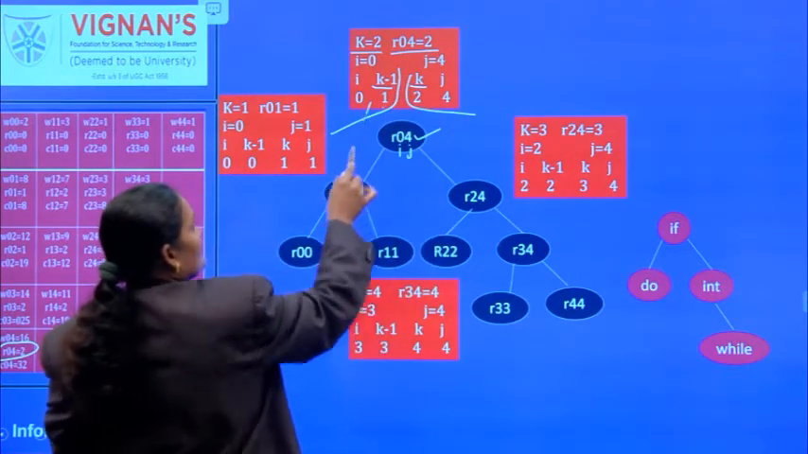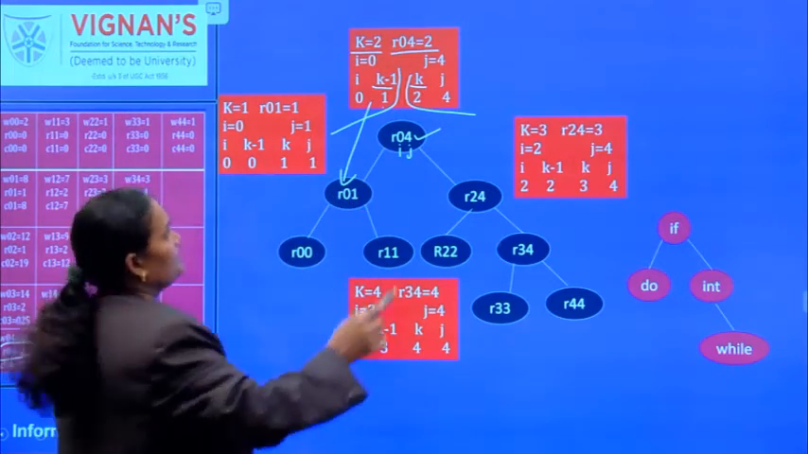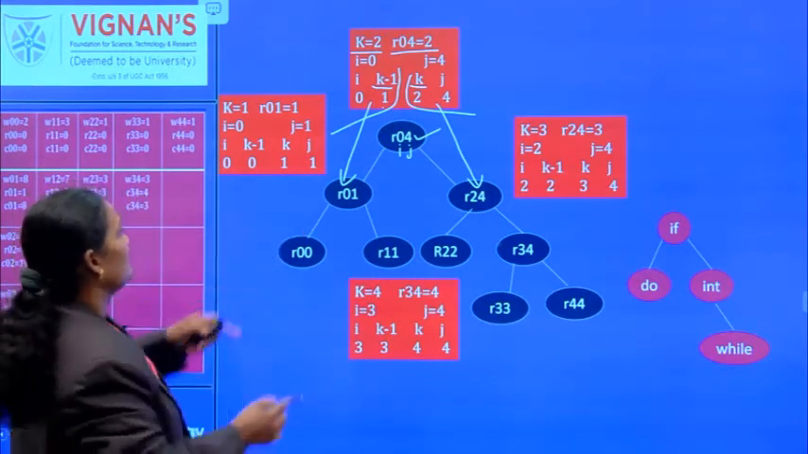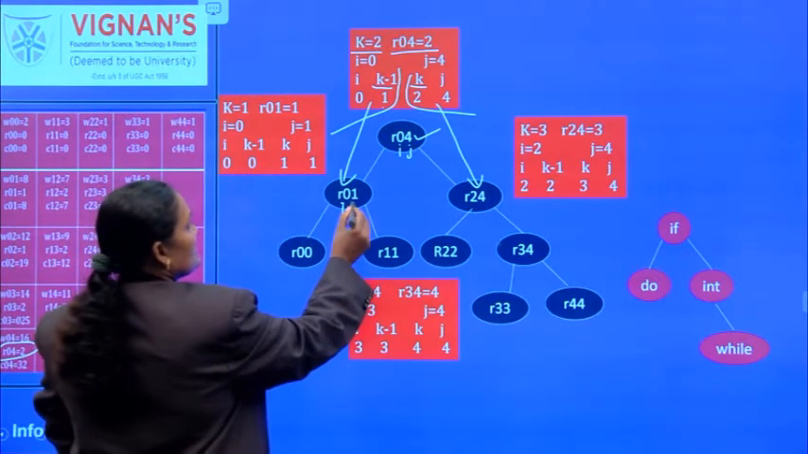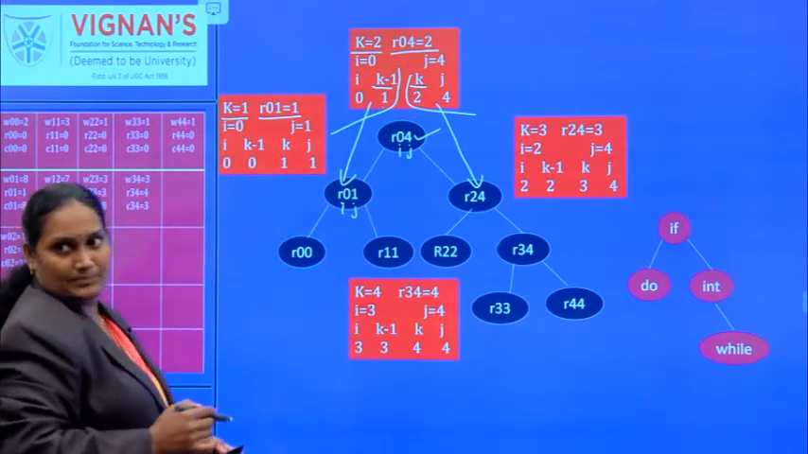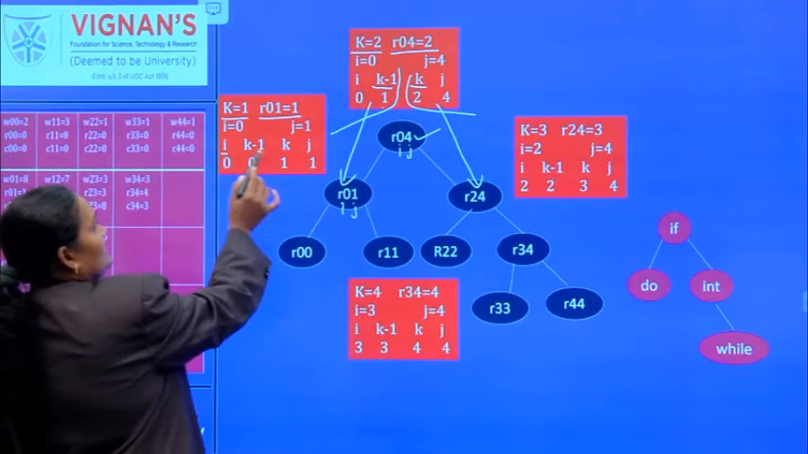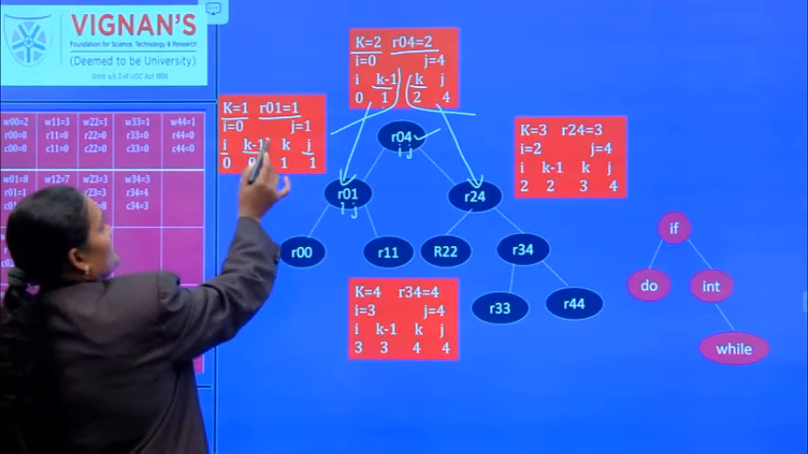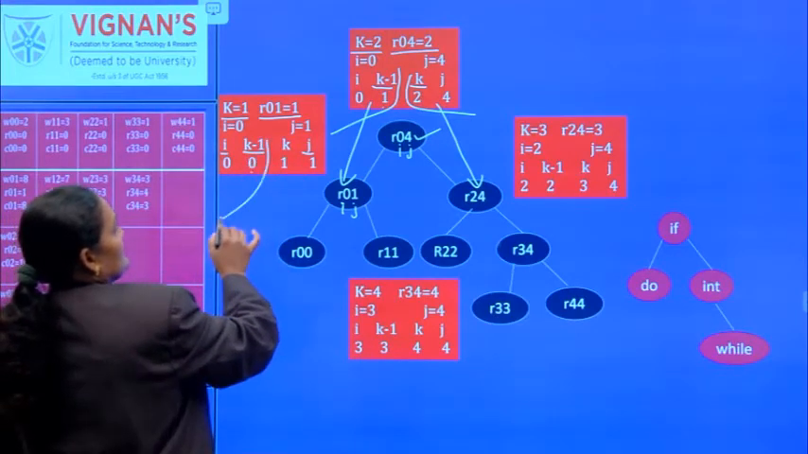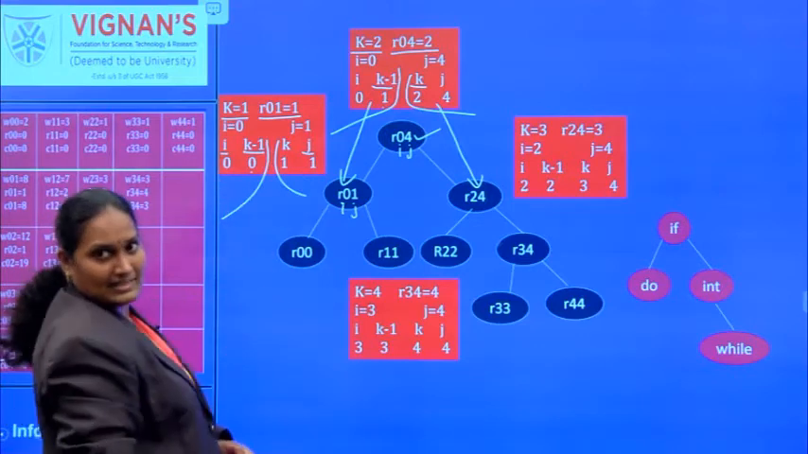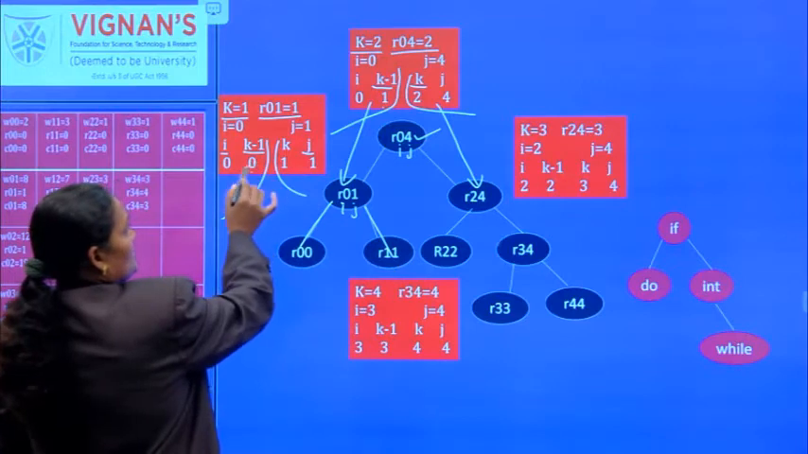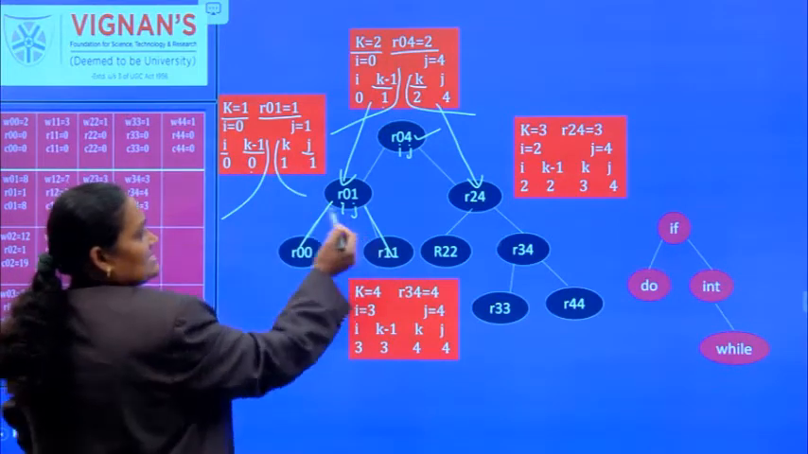So here R01 becomes the left subtree and R24 becomes the right subtree. Now coming to this one, here I is 0, J is 1 and the R01 value is 1, that itself becomes K. Now what is that one? I, J is 0, 1, K minus 1, K is 1, so K minus 1 is 0 and K is 1. This is considered as the left subtree and this is considered as the right subtree. So R00 and R11: 00 is the left subtree, 11 is the right subtree.